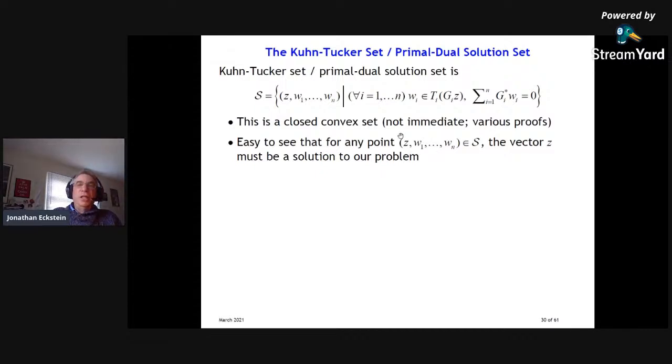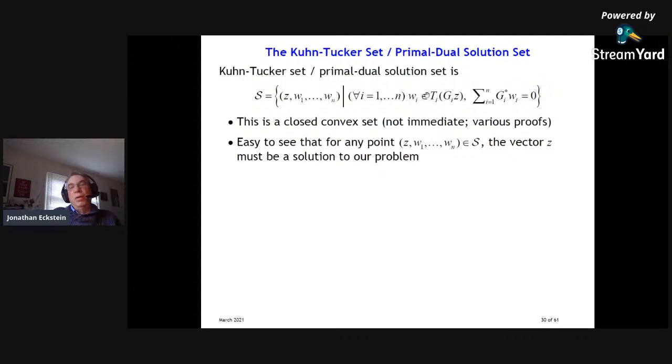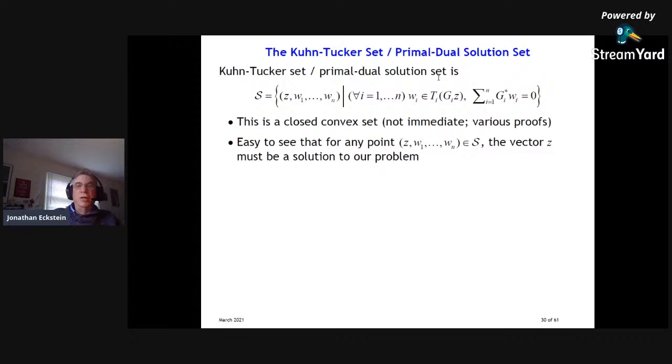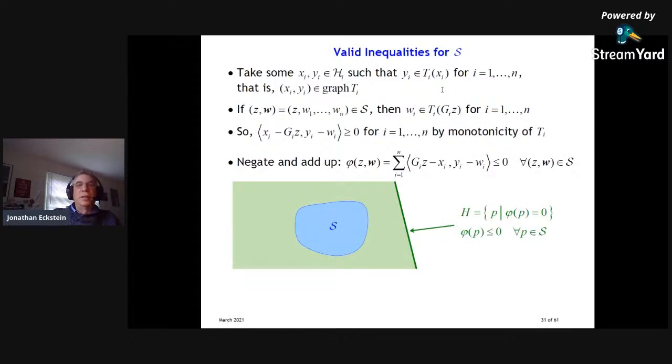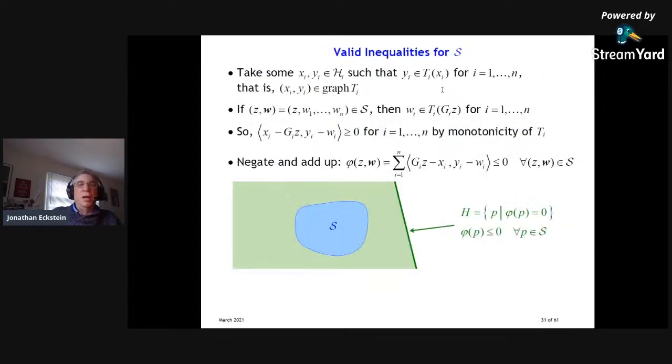And it's pretty easy to see that if I have a point in this closed convex set, then the vector z, the first element here, must be a solution to our problem. Because if I set x to z, I would have all these w's in the images of these Ti's, and then I apply the Gi adjoints to those, add up, and I get 0. Okay. So this is a closed convex set, though that might not be immediately obvious.